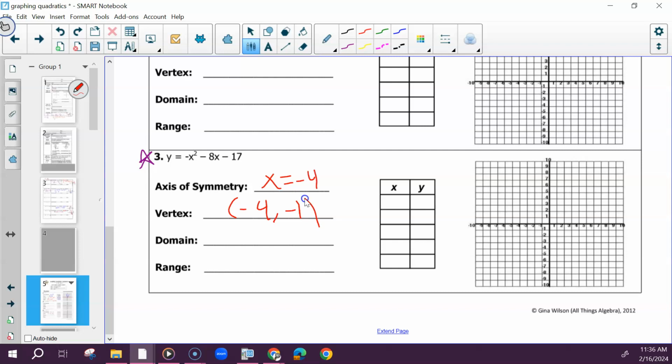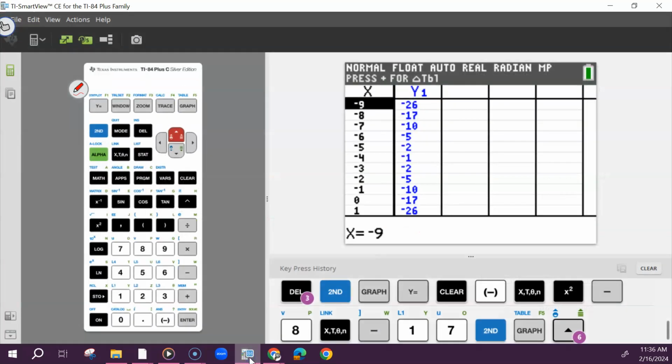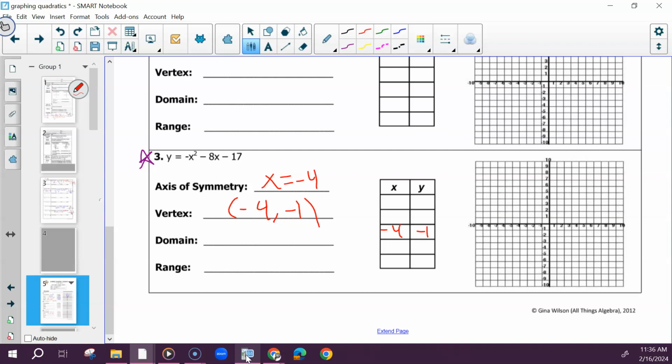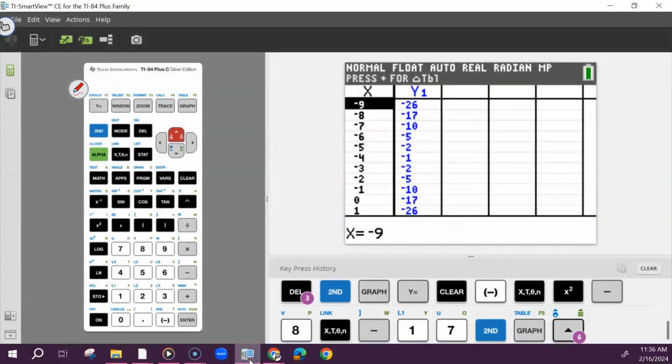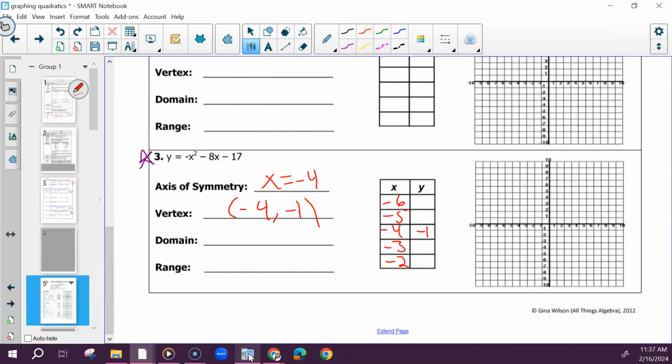And then you can start with that point in the middle of your table and fill out the rest. I know this is going to go back to -5, back to -6, forward to -3, forward to -2, and then you can grab the other values from your table. So this would be at -2 and -5. And you can graph those 5 points.